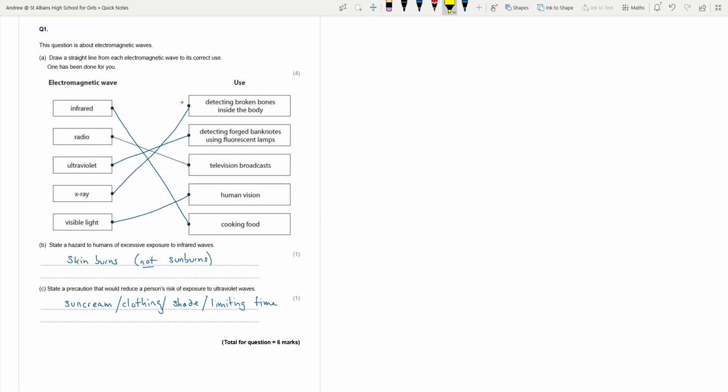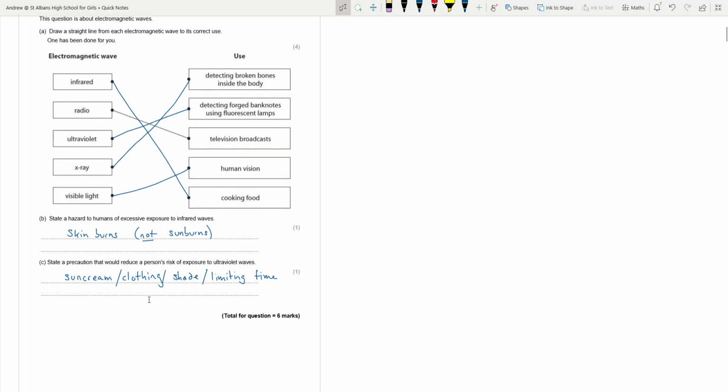Just make sure you don't confuse that with a sunburn, because a sunburn is a reference to ultraviolet radiation. And then any precaution that would reduce a person's risk of exposure to UV waves. Anything sensible, really. You want to either minimize the time of exposure or have something that's going to block it. And that can be anything: sun cream, wearing a t-shirt, getting in the shade, not spending all day out in the sun. Anything sensible, the sensible stuff you do in the summer to avoid getting a sunburn. Okay, and that is question 1.